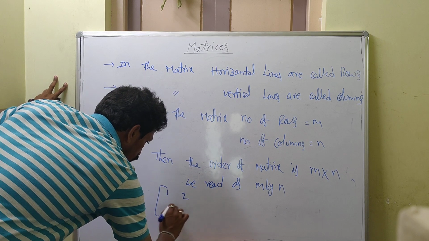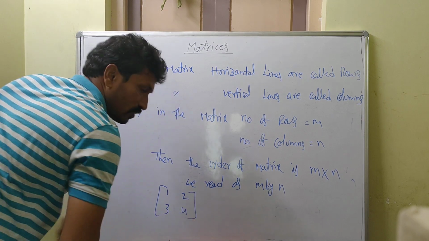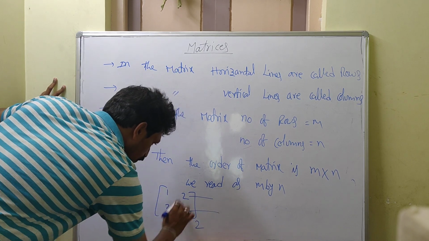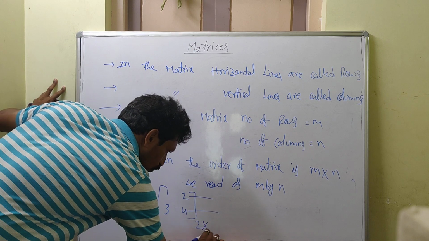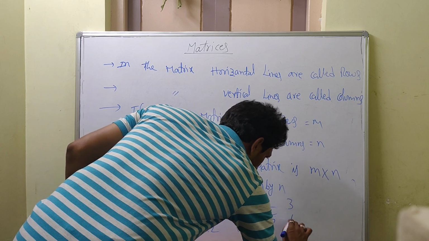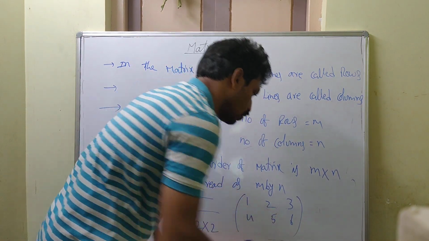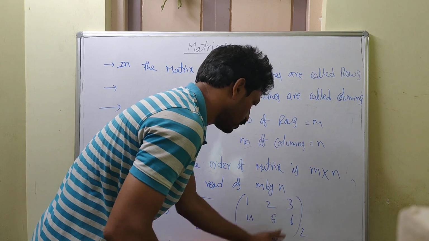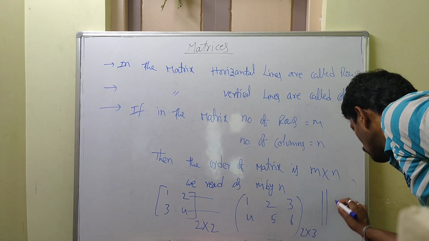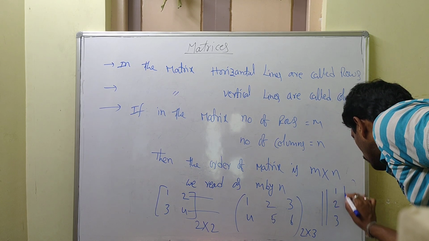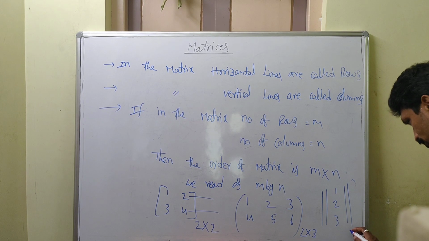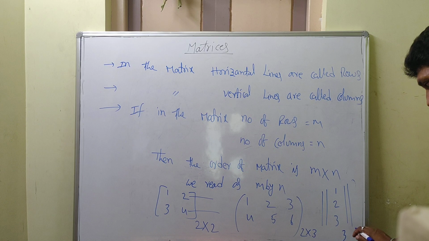Suppose 1, 2, 3, 4 is there. So number of rows is 2. Number of columns is also 2. You write 2 by 2. Suppose 1, 2, 3, 4, 5, 6. See, number of rows 2, number of columns 3. 2 by 3. Suppose 1, 2, 3. Number of rows 3, number of columns only 1, so 3 by 1.